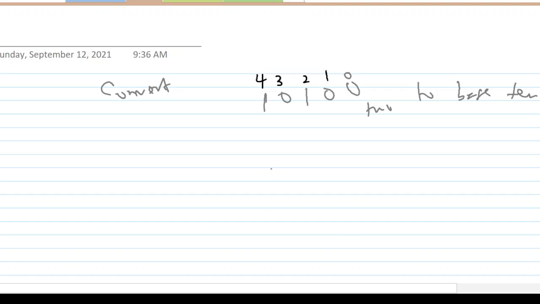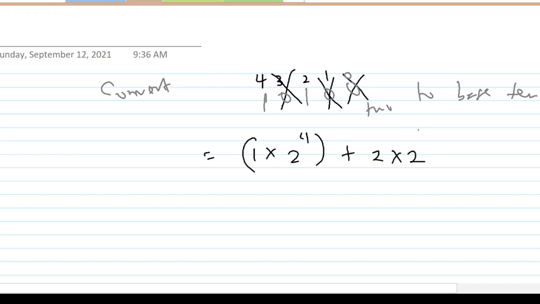Don't forget what I told you the other time. You don't need to do everything. If I were you, I will cancel out all those with 0, since you are doing a multiple choice question, especially for those JAMB candidates. Then you start by writing it 1 multiplied by 2 raised to power 4 plus 2 multiplied by 2 raised to power 2. You can see it saves you some time.